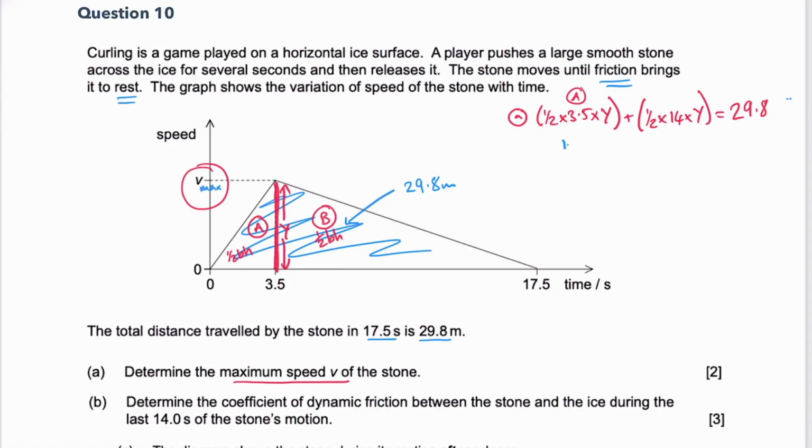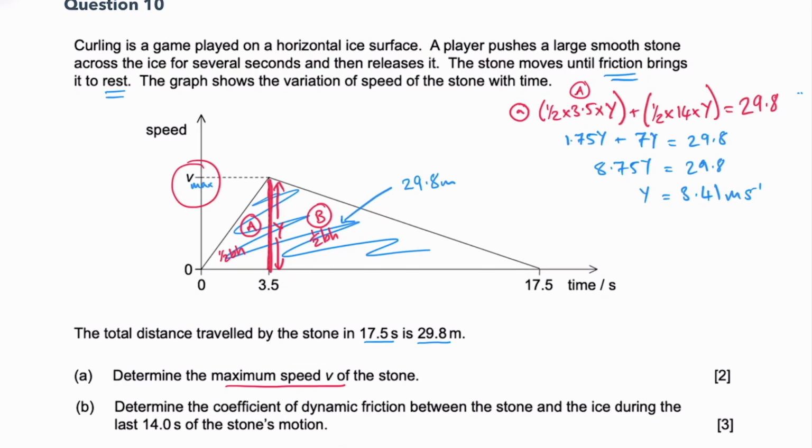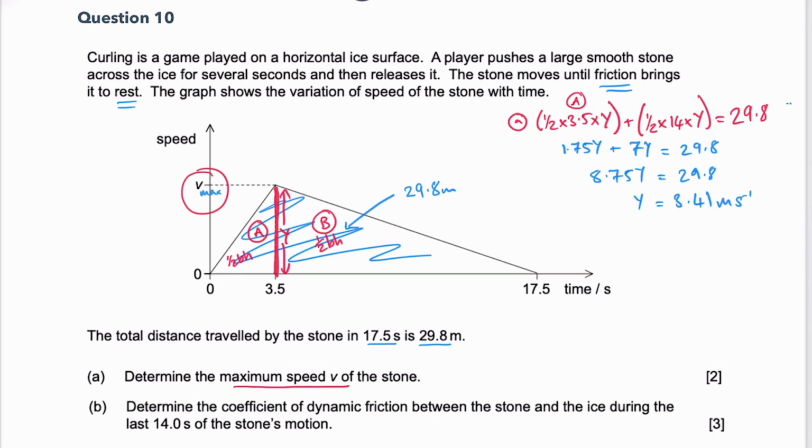Okay, so 1.75y plus 7y is equal to 29.8. That means that 8.75y equals 29.8. So y is equal to 3.41, and that is a speed in meters per second. So our Vmax is equal to 3.41 meters per second. It's okay to leave it in 3 significant figures. Yep, the data is in 3 significant figures, so that's fine.